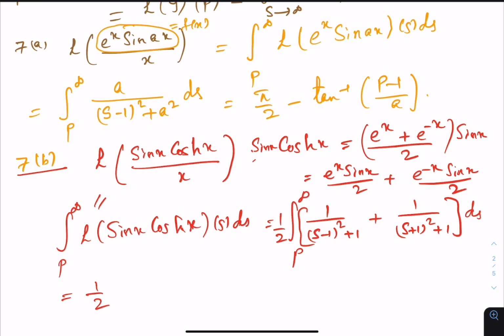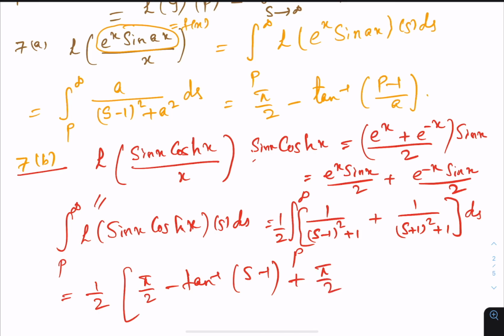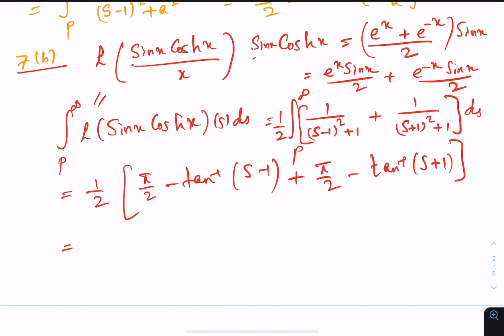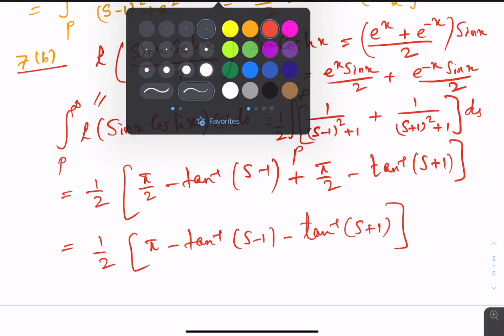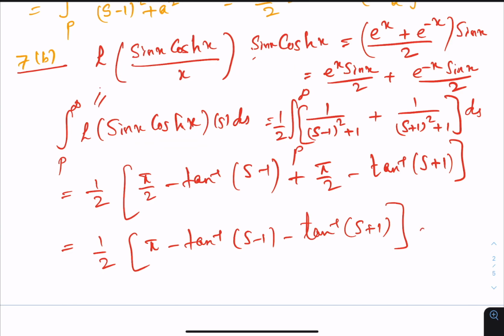and that is precisely 1 by 2. If you integrate it, the first term is going to give you pi by 2 minus tan inverse of (s minus 1), plus pi by 2 minus tan inverse of (s plus 1). So that's going to be half, pi by 2 becomes pi, minus tan inverse of (s minus 1) minus tan inverse of (s plus 1). Okay, so that's the result. That's the Laplace transform of whatever we wanted to find.